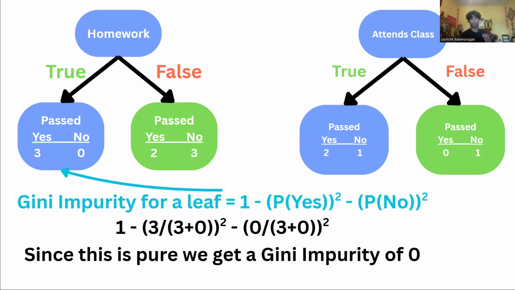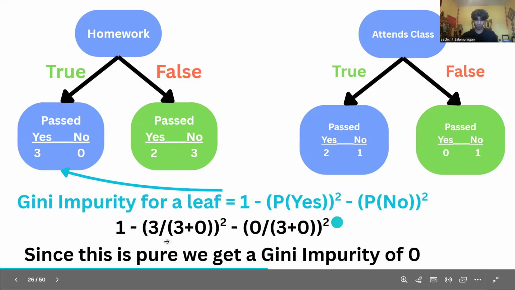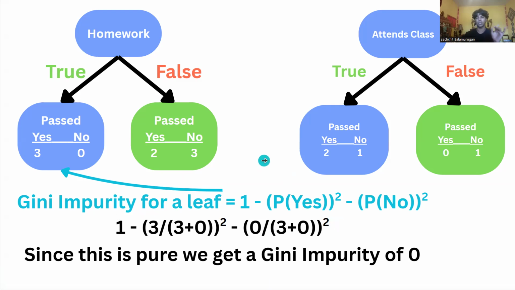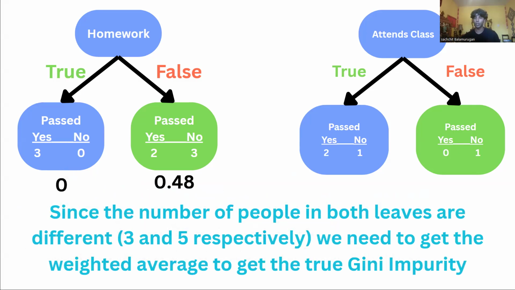So since this is a pure leaf, right? We notice 3 for yes, and for no, it's 0, right? We get a value of 0 anyways. We can also mathematically confirm this by this equation that I've put here. Okay. So now we know it's a pure leaf, and this has a Gini impurity of 0. Okay. Now we do the same thing for the false as well. So now the false is 0.48 Gini impurity. Okay.